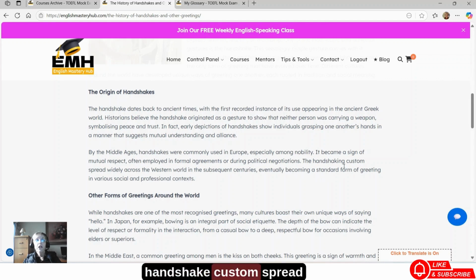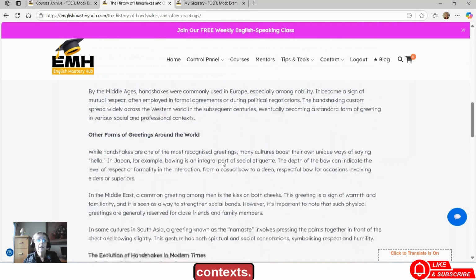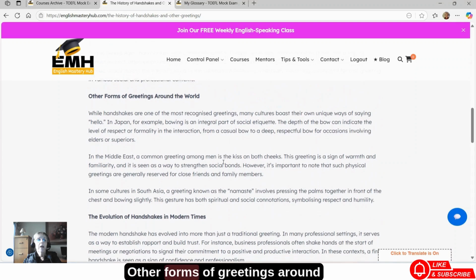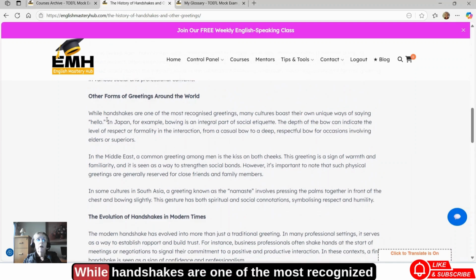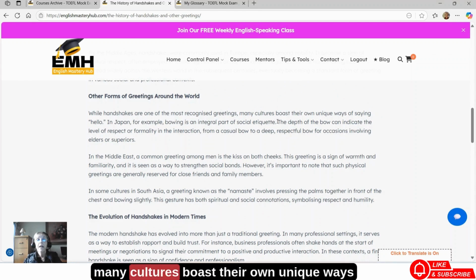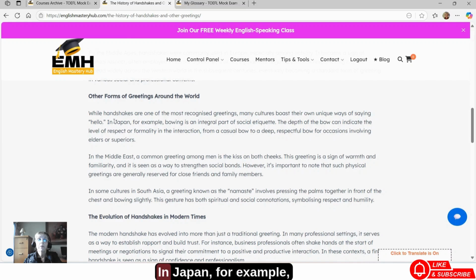The handshake custom spread widely across the Western world in the subsequent centuries, eventually becoming a standard form of greeting in various social and professional contexts. Other forms of greetings around the world. While handshakes are one of the most recognized greetings, many cultures boast their own unique ways of saying hello.